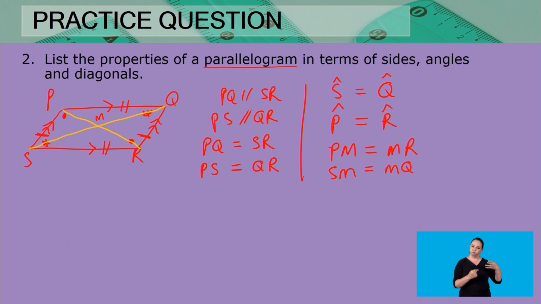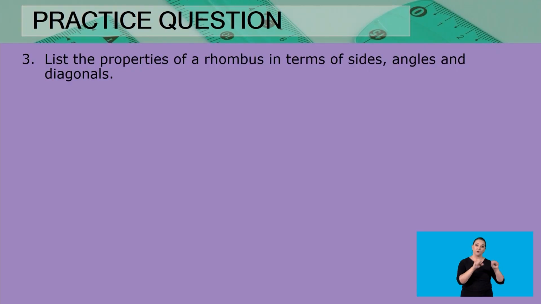So those are all the properties of a parallelogram in terms of its sides, its angles, and the diagonals. Let's move on to our next question. Our next question also says, list the properties of a rhombus in terms of its sides, angles, and diagonals. Now remember, a rhombus is a special parallelogram. What does this mean? It means that all of the properties of a parallelogram also apply to a rhombus.